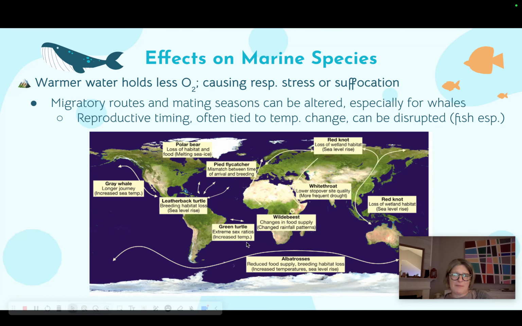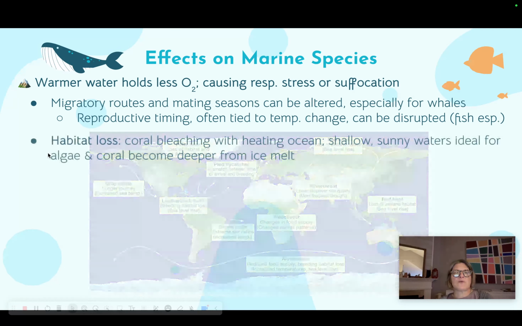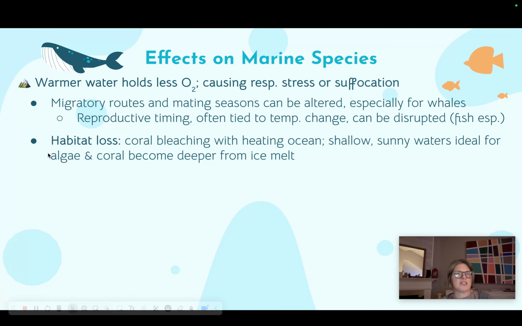And if we don't have any males in a population, then we're not going to be having babies, and that's a real issue. Wildebeest are experiencing changes in their food supply, and this just goes on and on. You can see everything on this chart. But that is a real problem because it's actually changing the migratory routes and the mating seasons of these organisms. And this really impacts the entire ecosystem, especially if we're talking about keystone species or species that are lower on the food web.